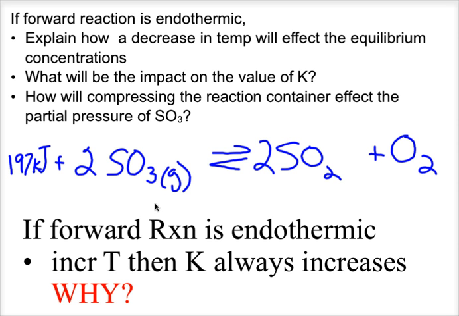Does compressing the system alter the numerical value of K? And the answer is no. Decreasing the volume increases the pressure. It also increases the concentration. But once equilibrium is reestablished, the numerical value of K will remain the same, remain unchanged.